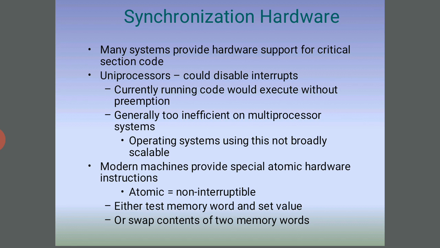So modern machines provide special atomic hardware instructions. Here atomic means non-interruptible: either test a memory word and set the value, or swap the contents of two memory words. So this is synchronization hardware. The hardware is the physical component of computers. Many systems provide hardware support for the critical section. So this is called synchronization.